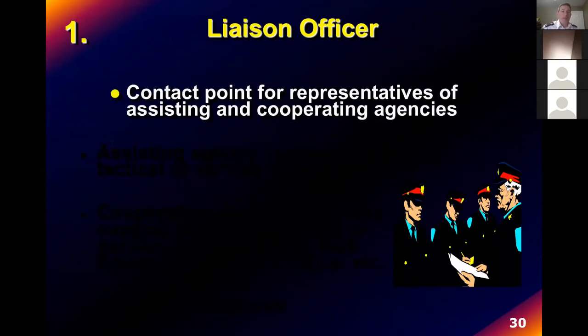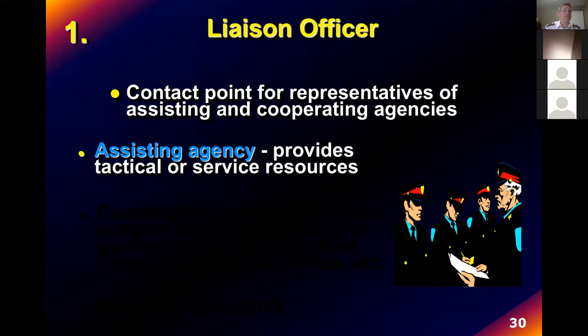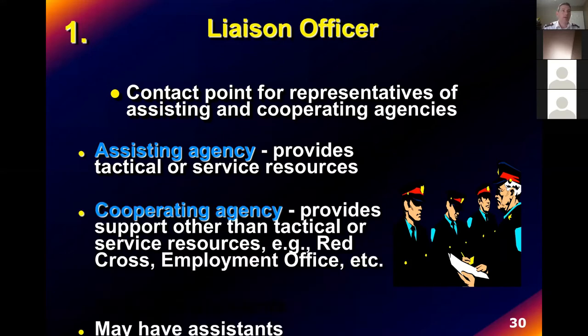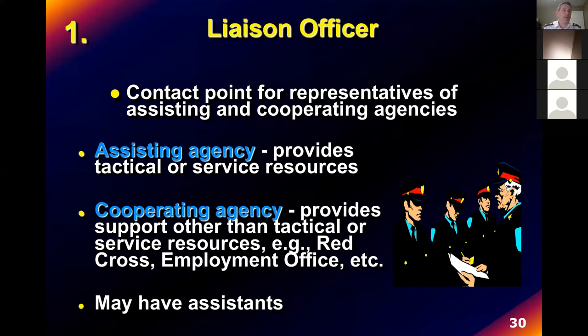All right, the liaison officer. So they're a contact point for representatives of assisting and cooperating agencies, right? So basically any agency representatives, they're gonna come in, they're gonna report to the liaison officer. So the assisting agency will provide the tactical or service resources. And the cooperating agency is one that provides support other than tactical service resources. For example, things like the Red Cross, employment office, etc.